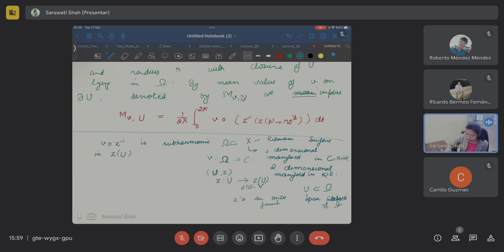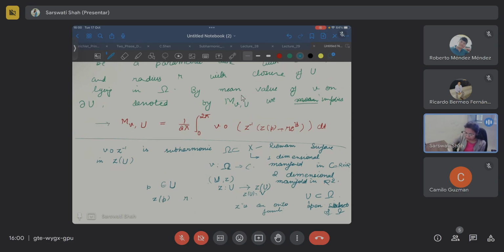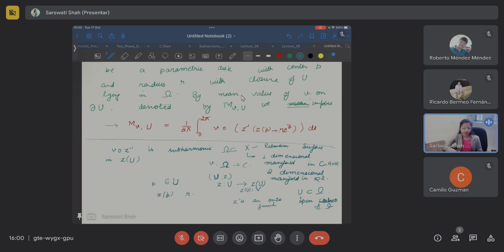Now, if we take (U, z) as a parametric disk and P a center of U, P belonging to U, with radius R, if z of U is a disk in the complex plane with center z of P and radius R, then using the mean value property this holds. So this is very complicated and complex to understand. Even I get confused sometimes, so don't worry about that.